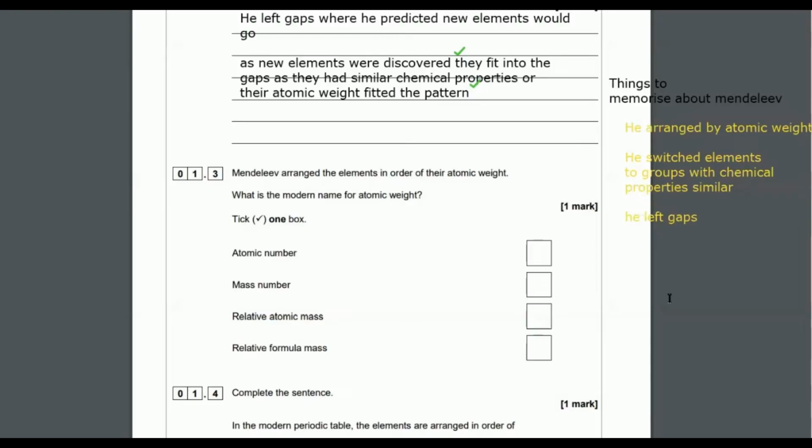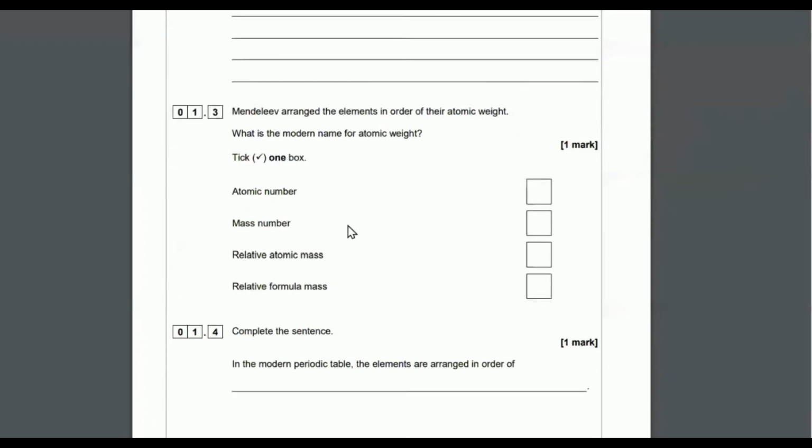So if you've got to remember 3 things about Mendeleev, he arranged a table by atomic weight, he moved elements into groups of similar chemical properties, and he left gaps. Let's move on. 1.3. Mendeleev arranged the elements in order of their atomic weight. What's the modern name for atomic weight? Well, I just mentioned that. We now arrange it by something called relative atomic mass, and that's the modern day way of saying atomic weight. So that's the answer to 1.3.